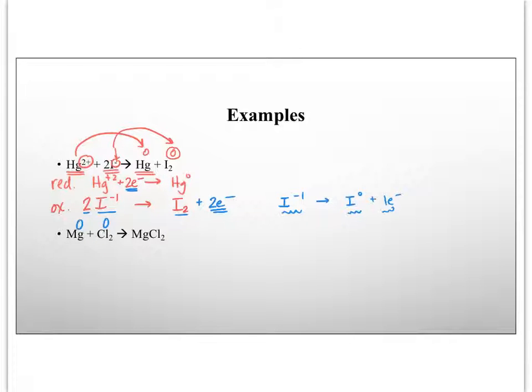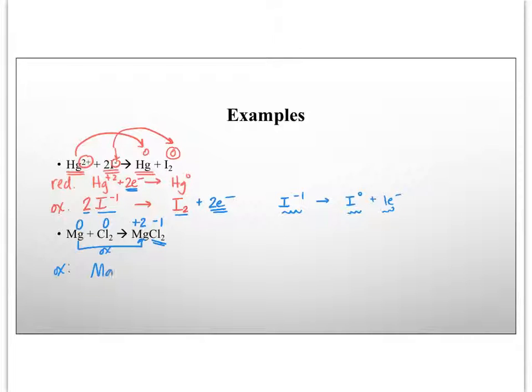Product side, magnesium is found in which group on the periodic table? It's found in group 2, so it must be a +2. So that means that each of the chlorines has to be equal to a -1. So track the changes. Magnesium changed from a 0 to a +2. What process is that? That's oxidation.